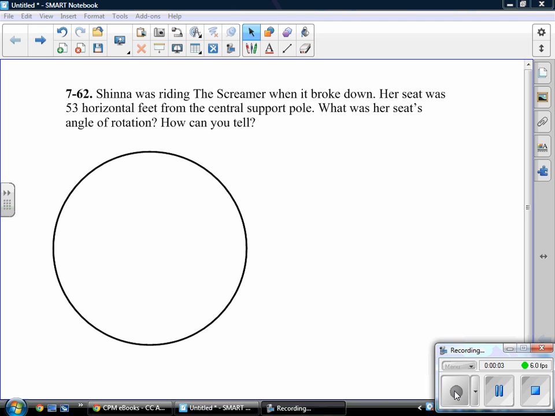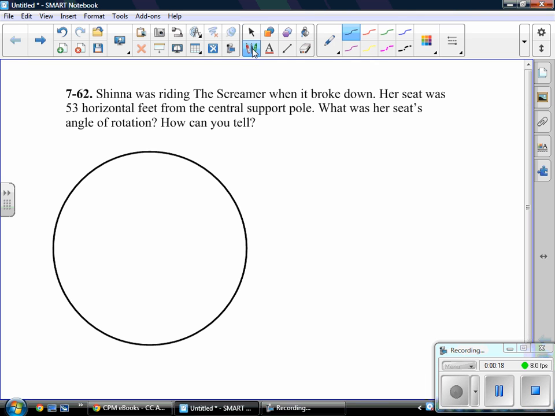This is problem 7-62 from section 7.1.4. Sheena was riding the Screamer when it broke down. Her seat was 53 horizontal feet from the central support pole. What was her seat's angle of rotation, and how can you tell?